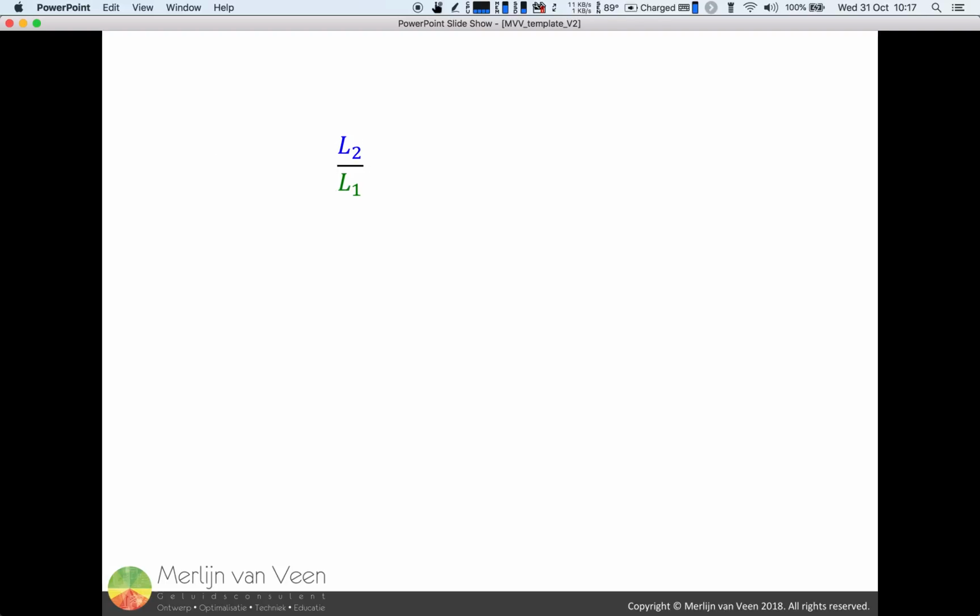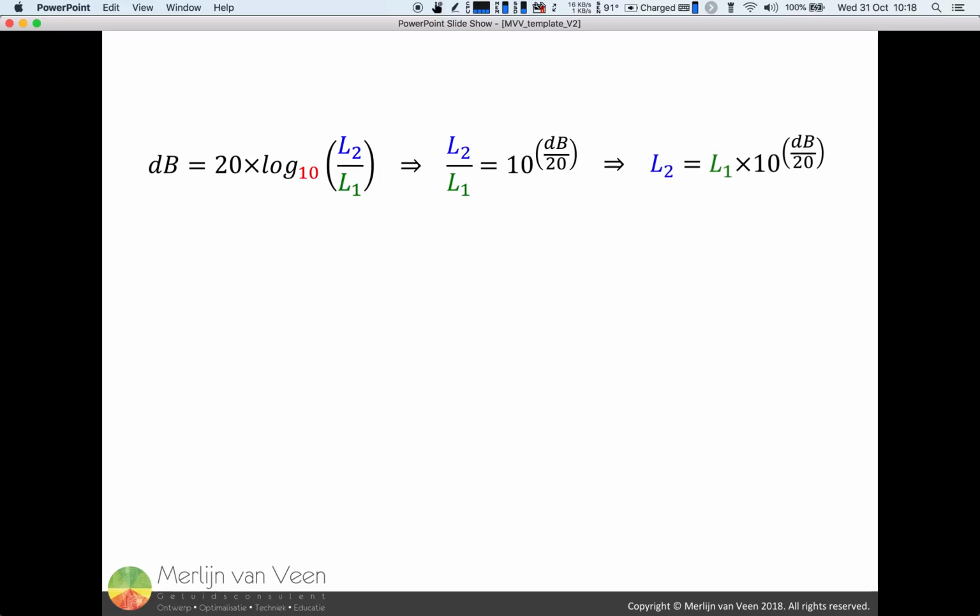So if we rearrange our equation, this is what we want to know, the fraction. If we rearrange our equation, then level 2 with respect to level 1, there's our fraction, equals 10 to the power of our decibel value divided by 20. So if I want to know ultimately what level 2 is, which is my goal, then level 2 is equal to level 1 times 10 to the power of our decibel value divided by 20.